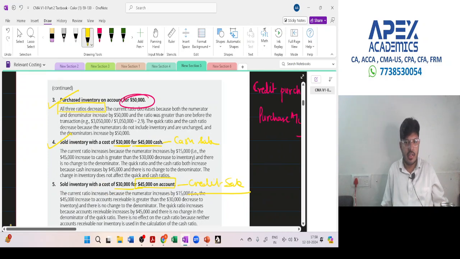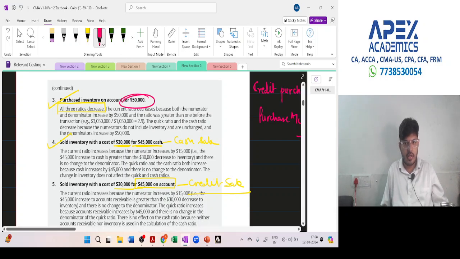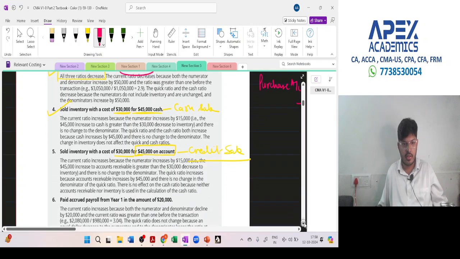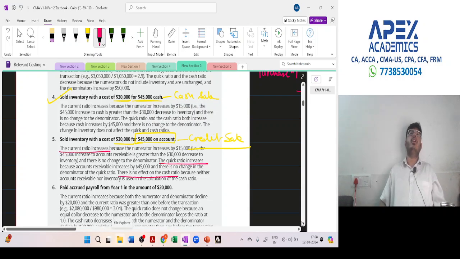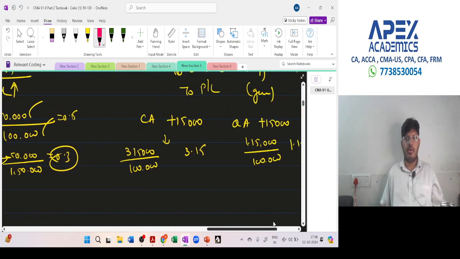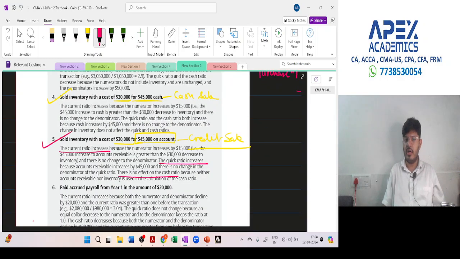So the current ratio increases. Sorry, I'm reading the wrong one. So the current ratio increases, the quick ratio increases, there is no effect on the cash ratio. No effect on cash ratio, we agreed. Quick ratio increases, we agreed. Current ratio increases, we agreed. We agreed to all three statements, and the working of all the three statements we have made over here. Agreed or disagreed? Right? Now this was which one? Fifth one, right? I'll put a tick mark.